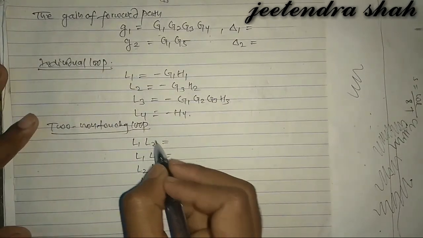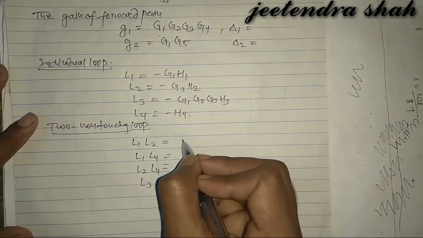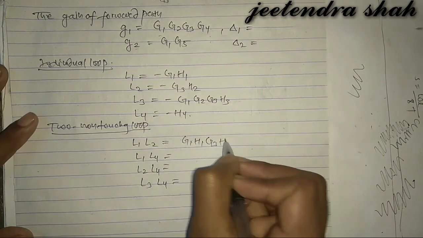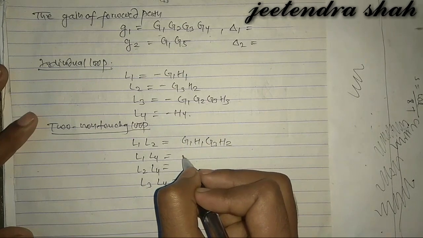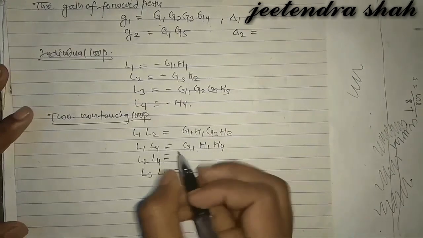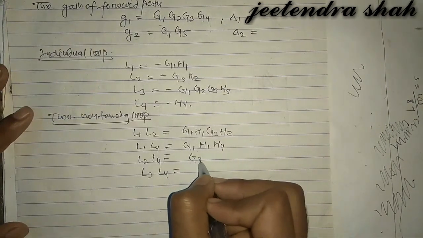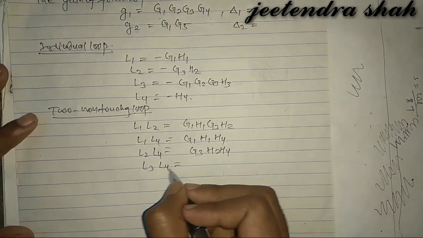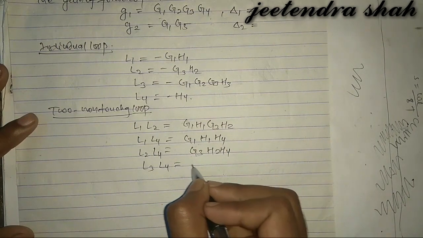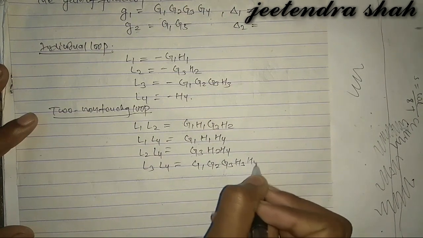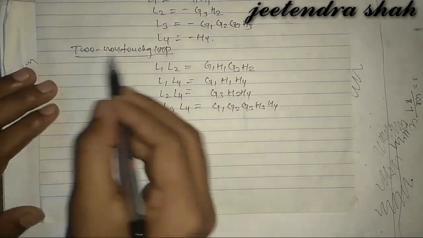Multiplying L1 and L2, we get G1 H1 G3 H2. For L1 and L4, we write G1 H1 H4. For L2 and L4, we get G3 H2 H4. And for L3 and L4, we have G1 G2 G3 H3 H4. Now we have completed the two non-touching loops.